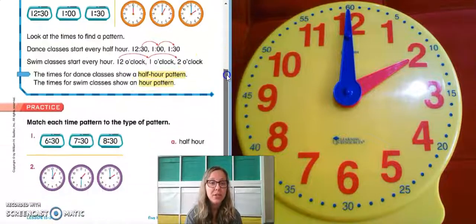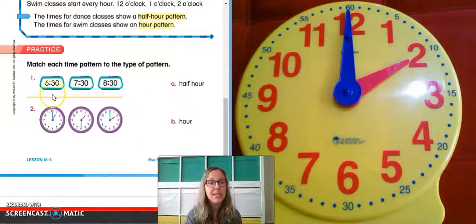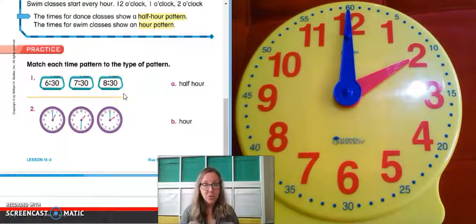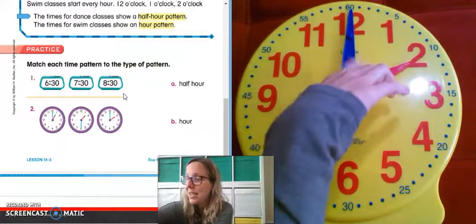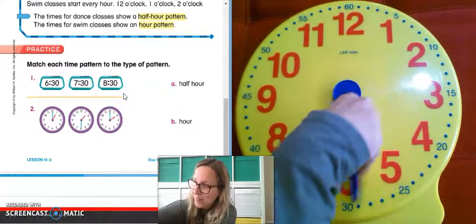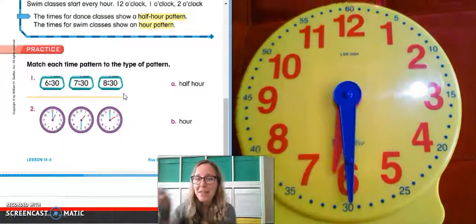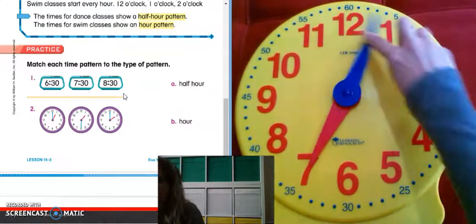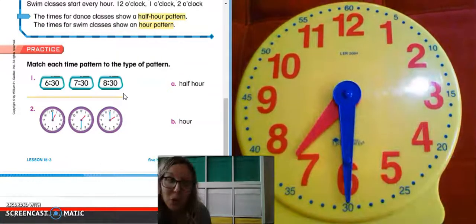Okay, so now we're going to go down where it says practice, and it says match each time pattern to the type of pattern. So looking at the digital clocks here, we have from 6:30 to 7:30 to 8:30. Now, don't get confused and think, oh, I see 30, so it's half hour pattern. Well, no, because what that's saying is we're going from 6:30, which looks like this, and then the next time is not 30 minutes later, 7. It's 60 minutes later, 7:30. So a whole trip around the clock.